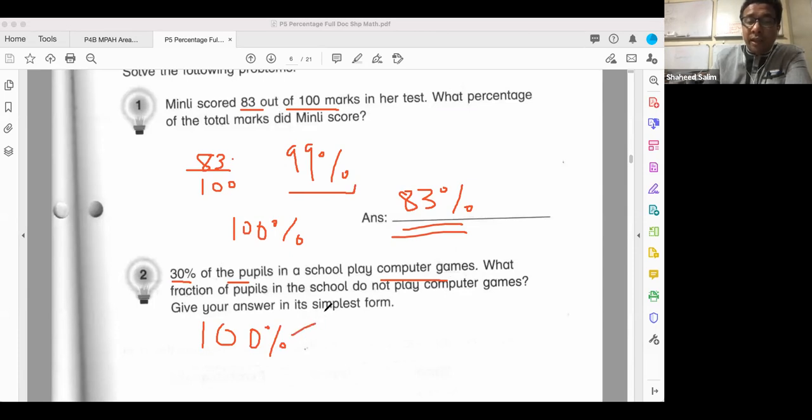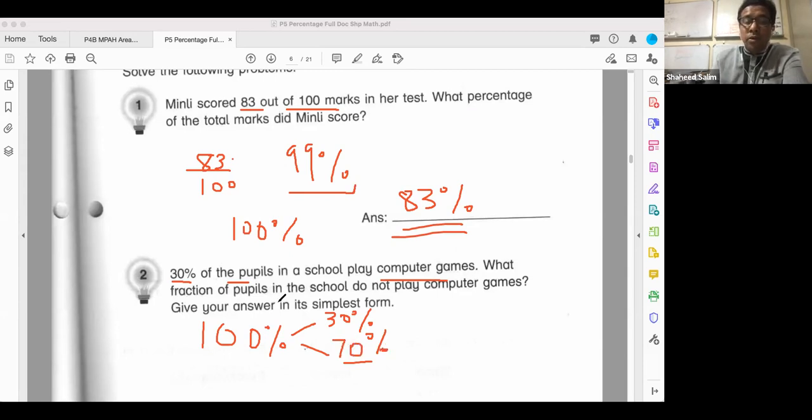If 30 play computer games, how many don't play computer games? Must minus. 100% minus 30%. What do you get? That's your balance. That's the people who don't play. How many percent is it? Take 100 minus 30, you get 70.